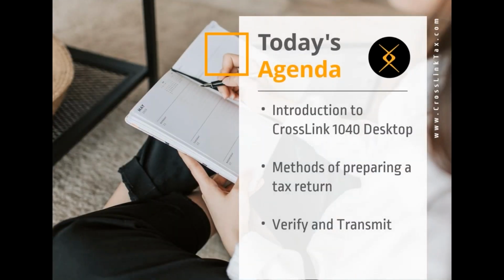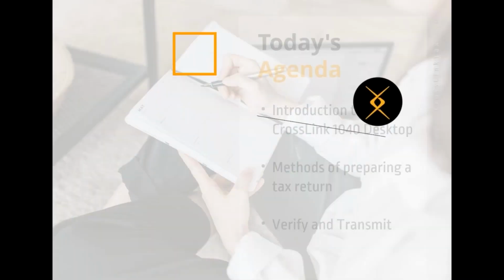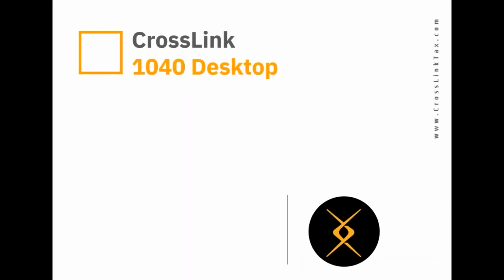We're going to provide an introduction to our CrossLink 1040 Desktop. We're going to focus on preparing the return, how to prepare a tax return using the program. And that includes all the way up to the end of that process of the tax return, the verification process, and the transmission of that tax return, how that process works. So with that said, we're really going to focus in the program right now. So let's just jump right into it.